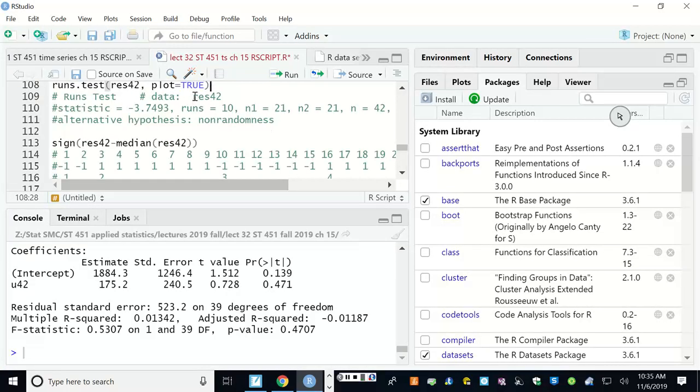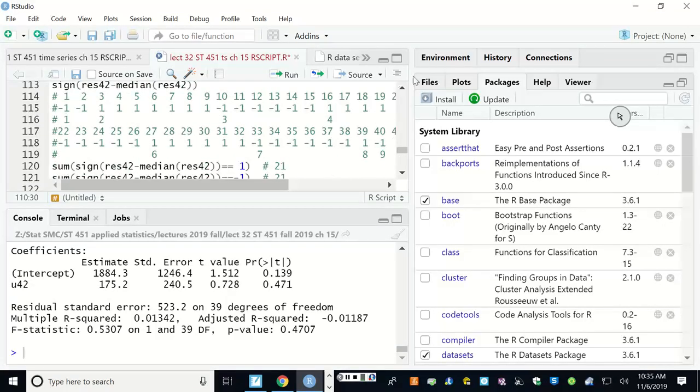When you run this, the runs test tells you the data is this. It comes up with a statistic, which is a standardized version of the number of runs. It says there are 10 runs, 21 in one group, 21 in another group, so 42 in all. And the null hypothesis is that they are independent. And the alternative is that there's some non-randomness, like a correlation.